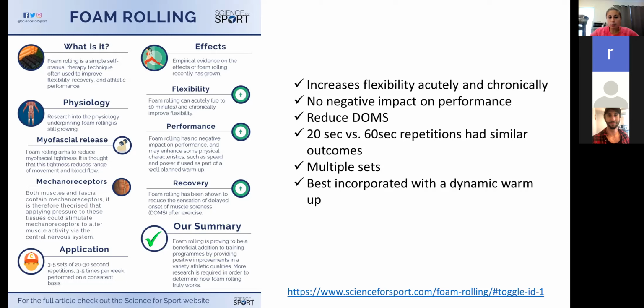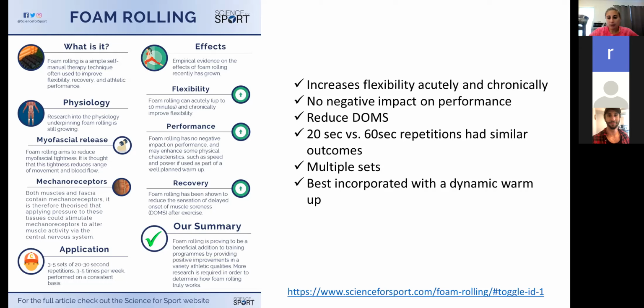Okay, and we take a look as well at delayed onset muscle soreness, as we talked about. We can see that it's reduced the sensation of delayed onset muscle soreness. The problem with delayed onset muscle soreness is that it's hard to measure, right? How do you measure how sore someone is? How do you know that one person's more sore than the other? Someone might just have a better pain tolerance than someone else, right? So it's really hard to say, well, yeah, it decreases soreness.